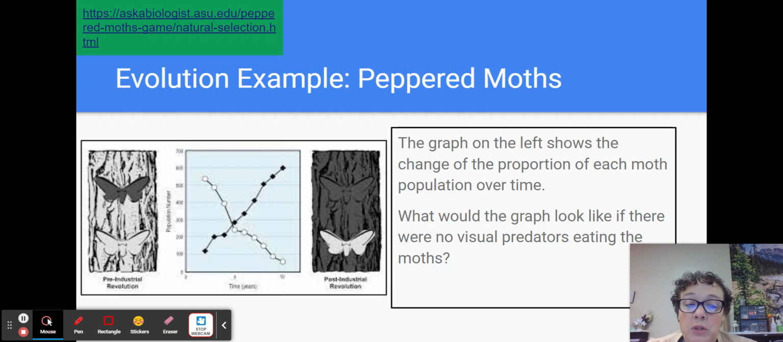The graph on the left shows the change of the proportions of each moth of the population over time. So what would the graph look like if there were no visual predators eating the moth? Well, again, there has to be something there creating selective pressure. So if there's no visual predators eating the moths, if there's nothing that is selecting one version over the other, then the graph would be flat. There would be no change in the moth populations because there's nothing that's choosing one color over the other in their environment.